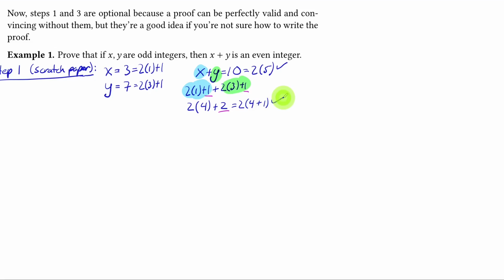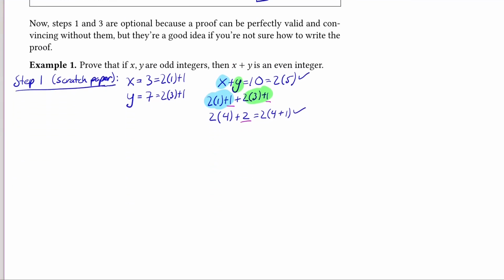You might need some other examples. You might try a negative odd number just to see if it's different with negative odd numbers, but maybe you get the idea at this point. So let's go on to step 2.